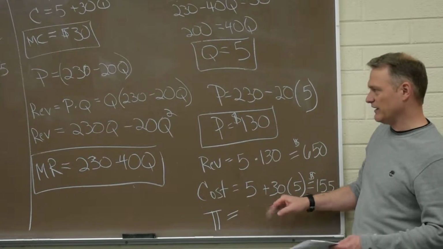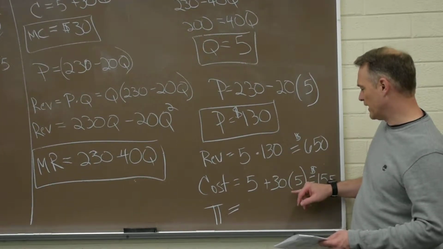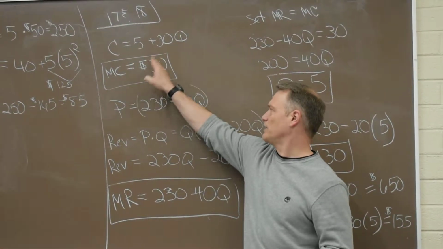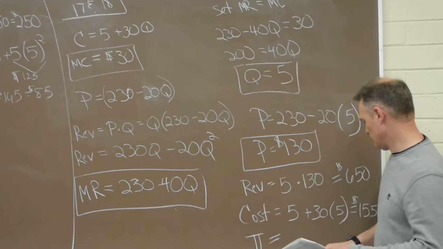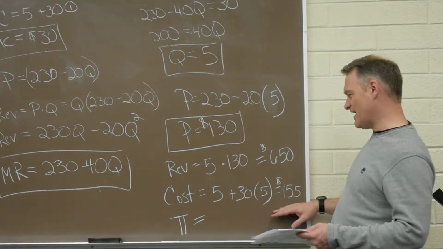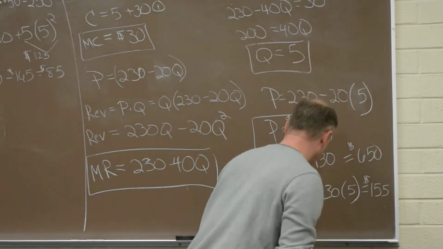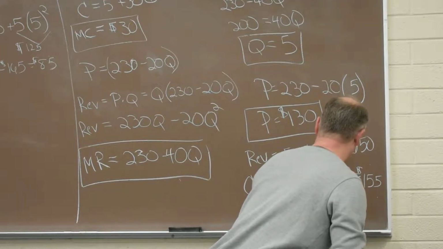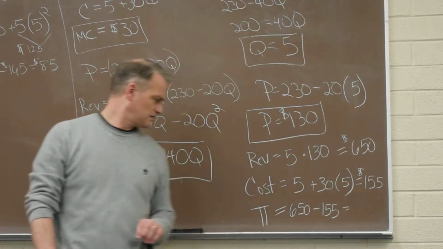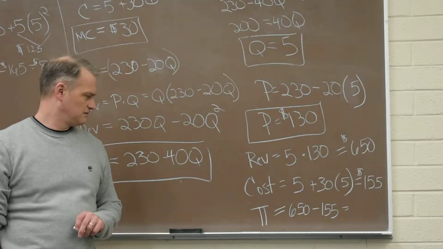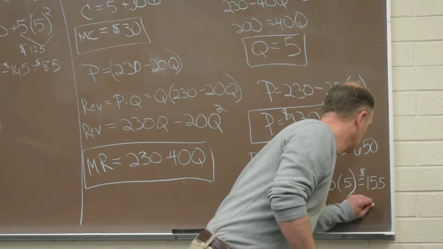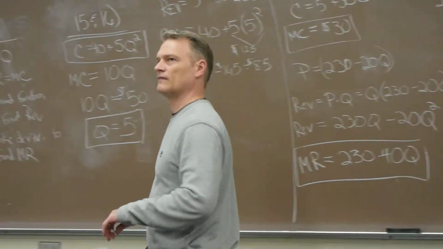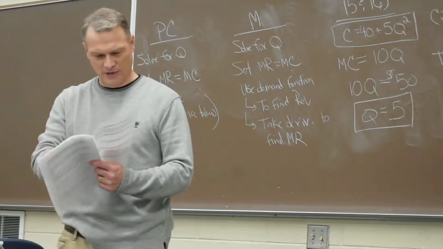And the cost is going to be, again, I plug my quantity back into my original cost function, not marginal, the total cost function. So total cost is 155, and my profits are going to be 650 minus 155, which is equal to what? Like 495? Okay. I figured it out, which should have been what I'm asking on 18.